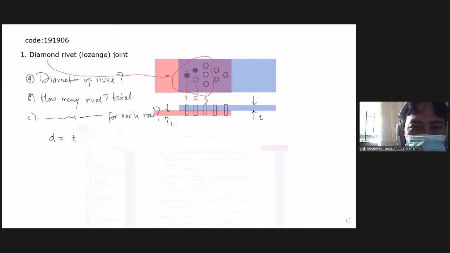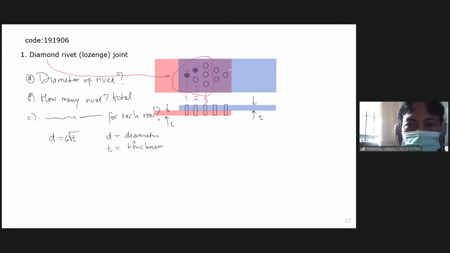Sorry, like this. The diameter must be 6 times the square root of the thickness of the plate. Okay, so d stands for the diameter and t for the plate thickness. So the diameter d has to follow this equation, this formula.